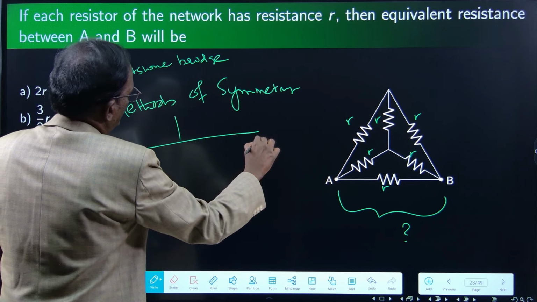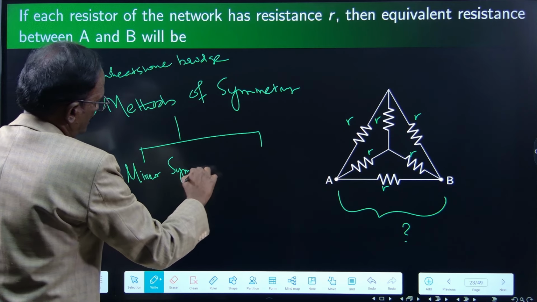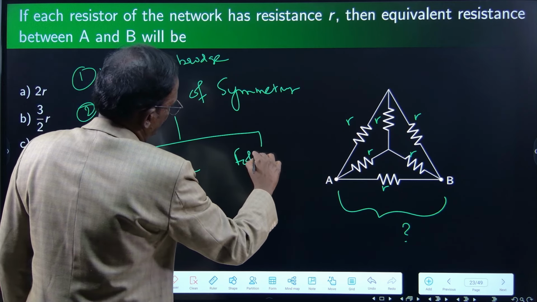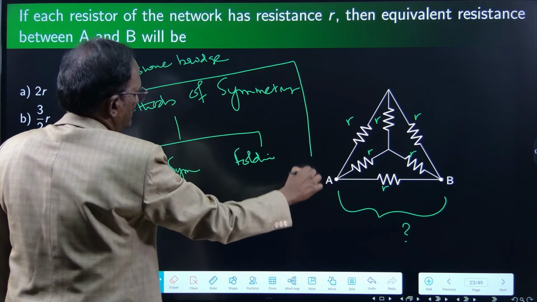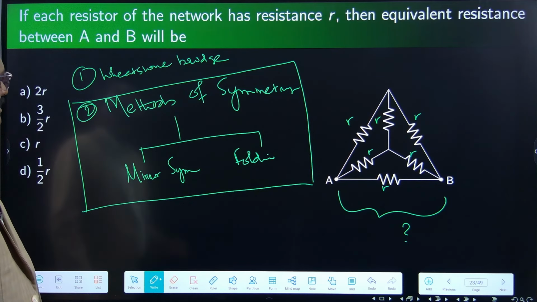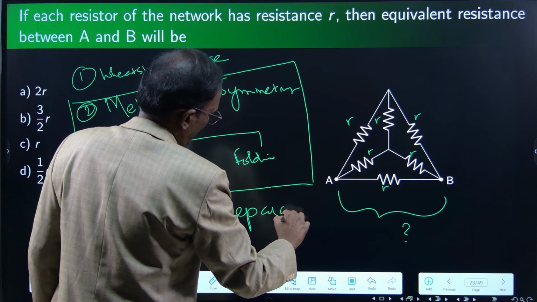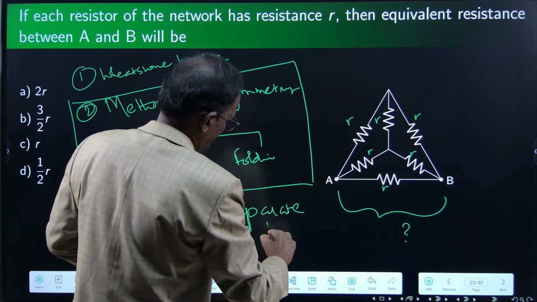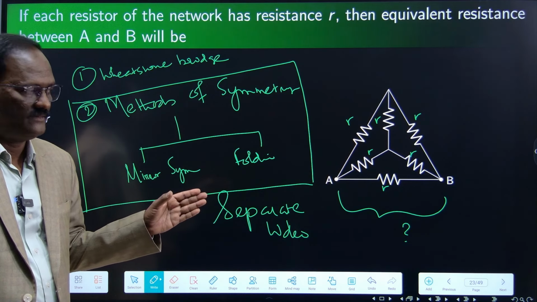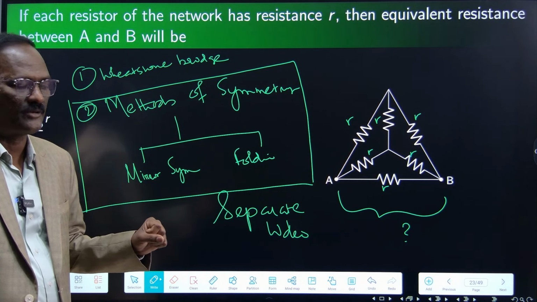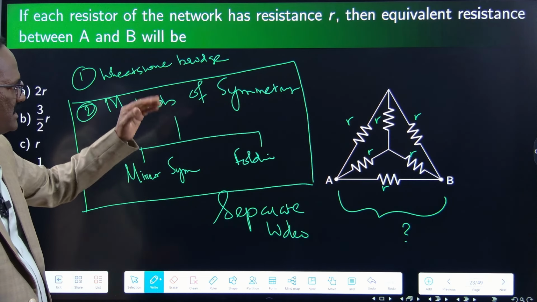In methods of symmetry, there are 2 ways: mirror symmetry and folding symmetry. For this concept, I have made a separate video under the heading methods of symmetry. The link is available in the description box. Please go and watch it.